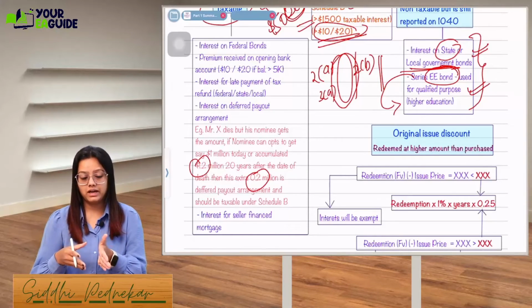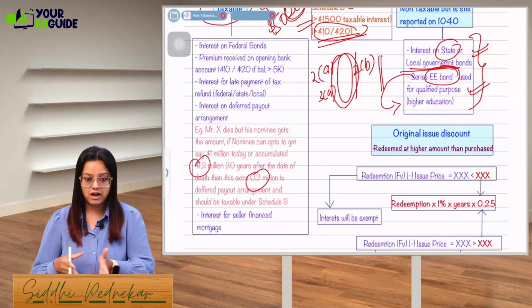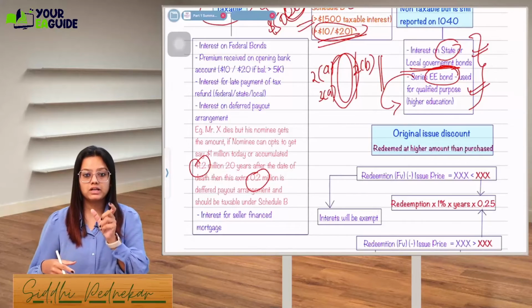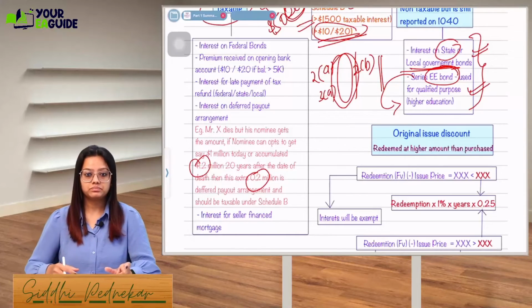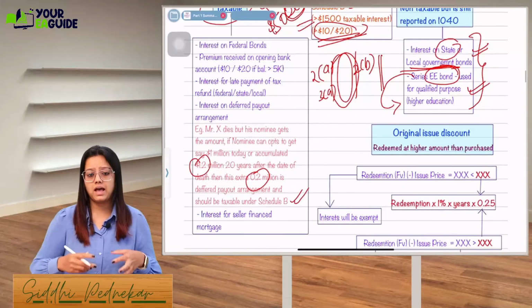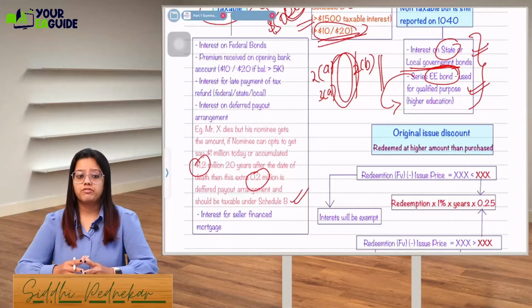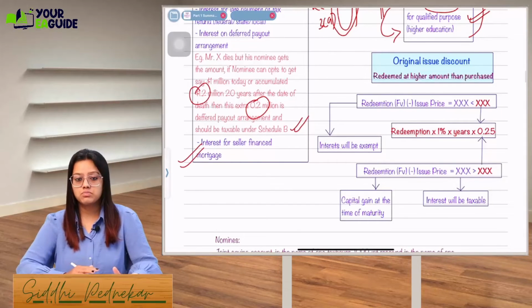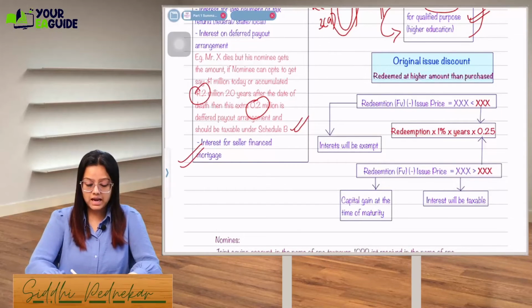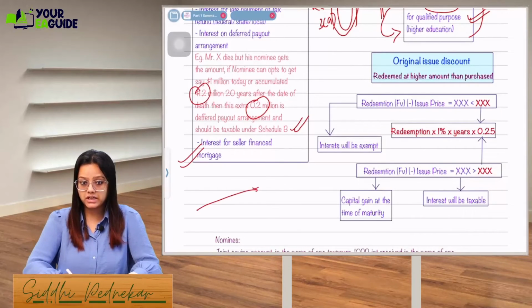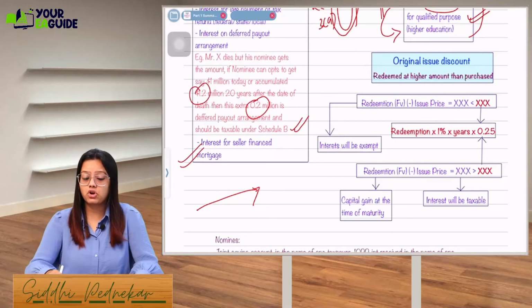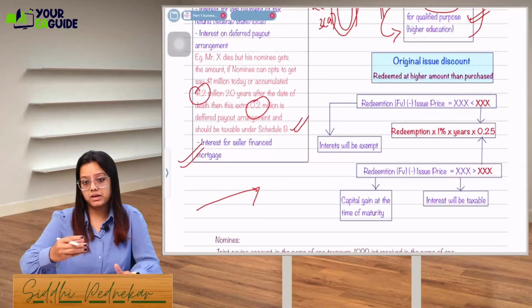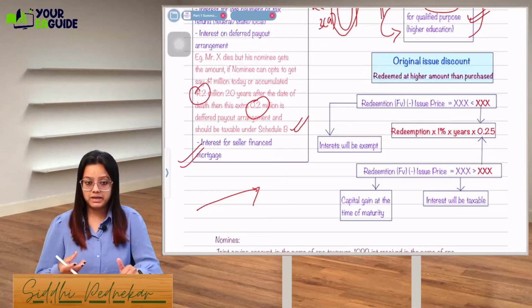Even though you are getting it as a lump sum, after 20 years the whole $0.2 million is your interest income, and it will be included in your Schedule B as interest on deferred payout. Okay, interest for a seller-financed mortgage means, let's say I am selling my property to some other person on an installment basis. While I'm giving it on an installment basis, I will be charging certain interest on that, right?